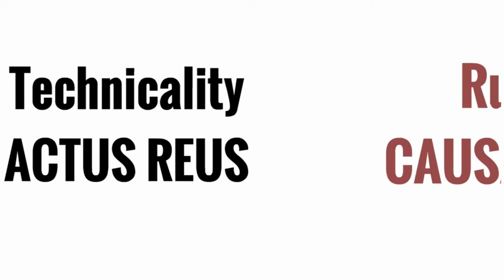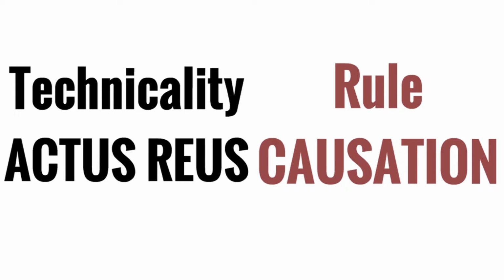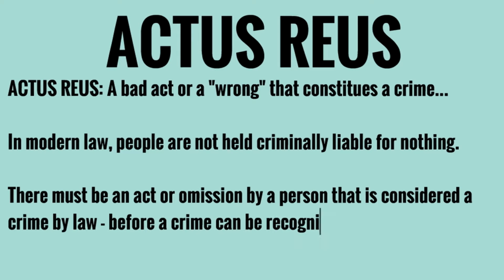In this presentation, we look at one technical element of criminal law and one rule for establishing crime. The technical element is the Actus Reus, whilst the rule is causation. Actus Reus is a bad act that constitutes a crime.